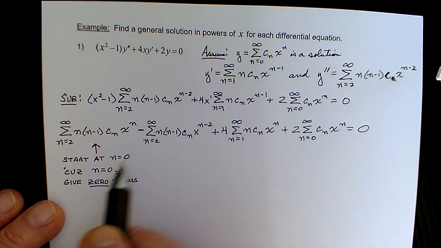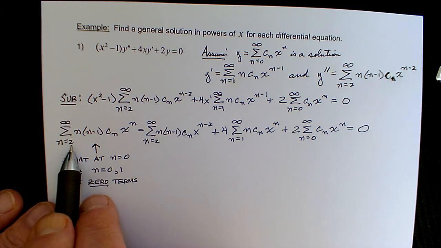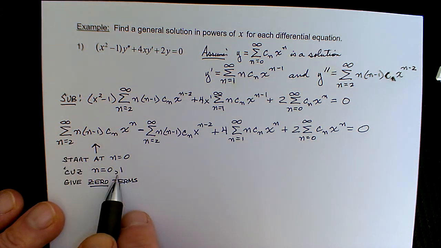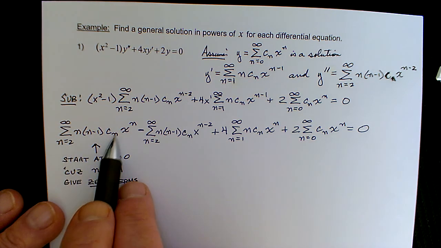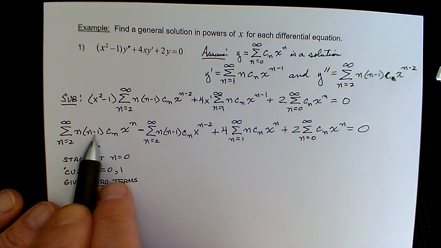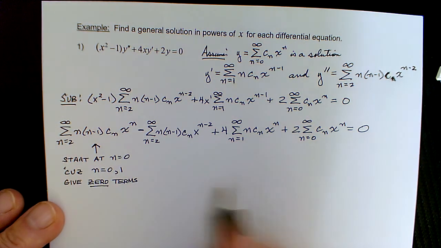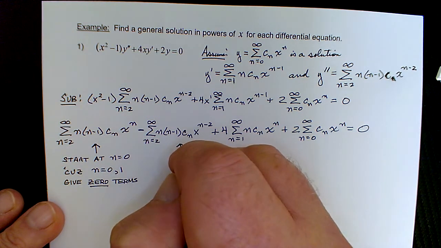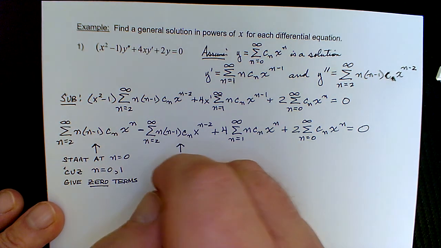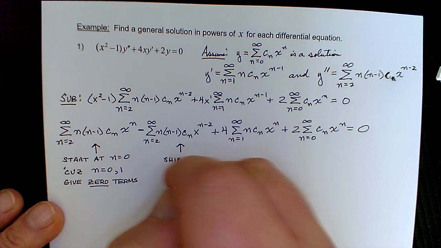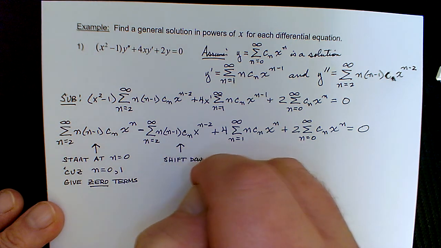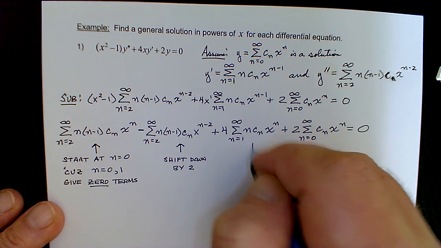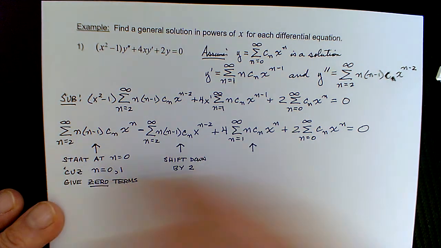Because, once again, I'm starting at 2. That's the meaningful term. N equals 0 and n equals 1 don't matter, because if n is 0, this goes to 0, and if n is 1, this term goes to 0. So everything's 0. And then, as we talked about, we're going to do a shift on this guy. So let's shift this down by 2.